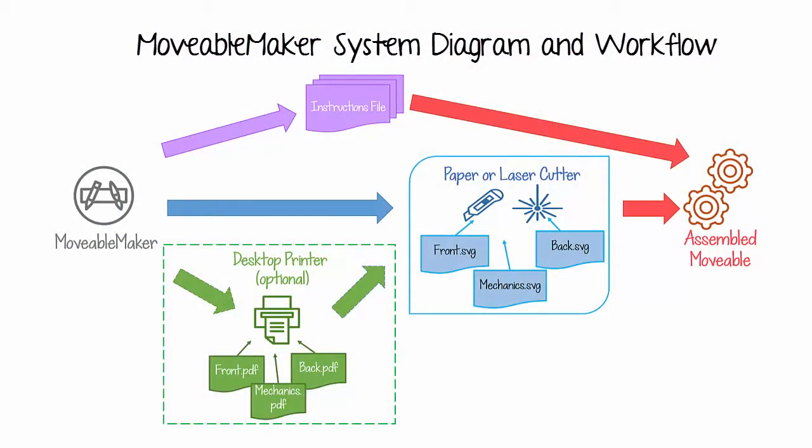As this diagram illustrates, the process of designing, generating, and assembling movables requires our MoveableMaker software, a desktop printer, a MoveableMaker generated instruction file, and a craft paper cutter or laser cutter to actually cut the design.